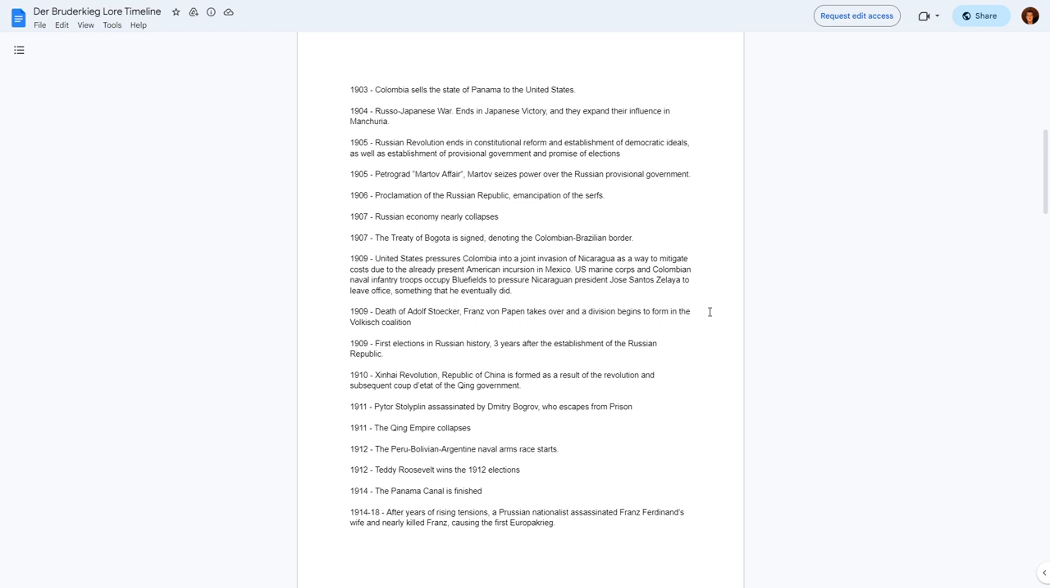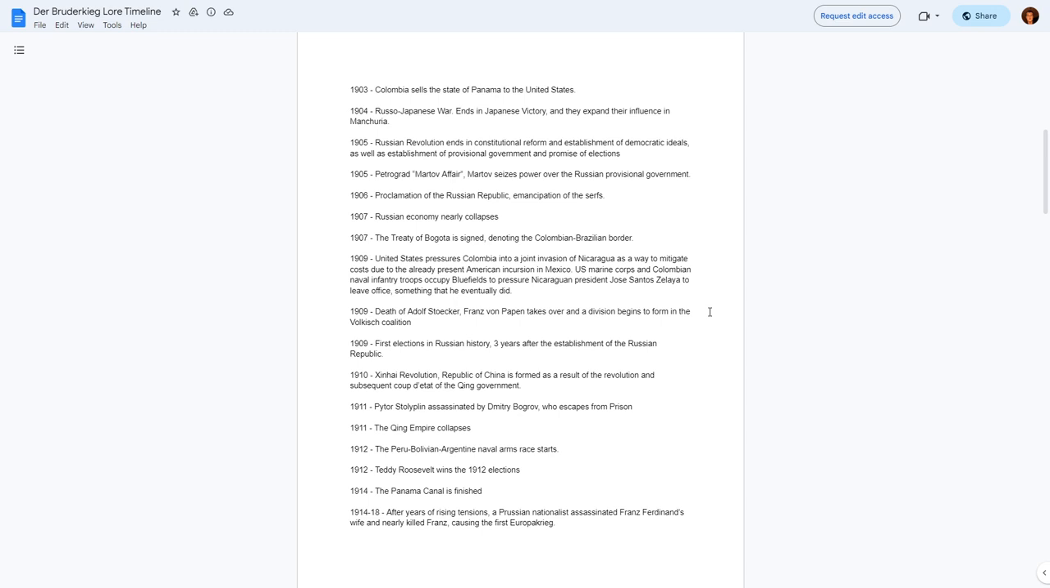I mean, the fleet was always kind of screwed, but there's definitely an argument for a land victory there for Russia. 1905, Russian Revolution, well, a potential land victory. 1905, Russian Revolution ends in constitutional reform and establishment of democratic ideals, as well as establishment of a provisional government and promise of elections. So is that the end of the empire?